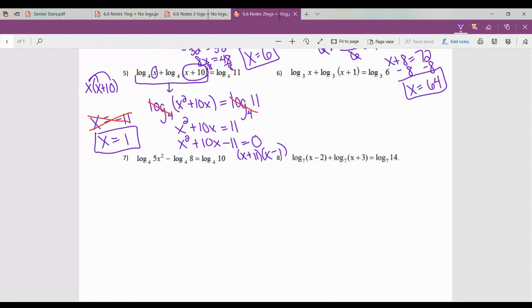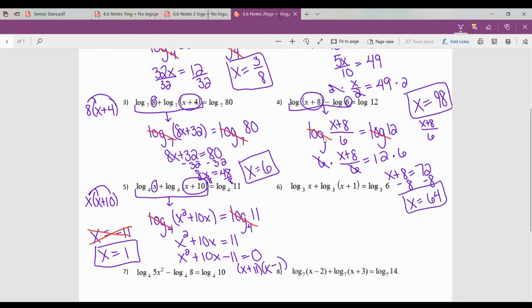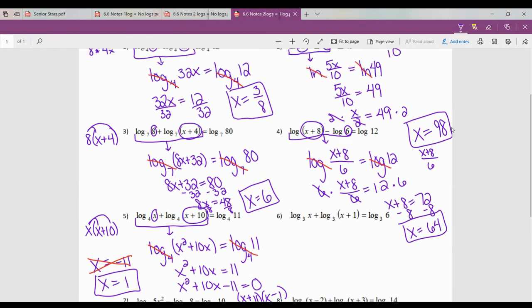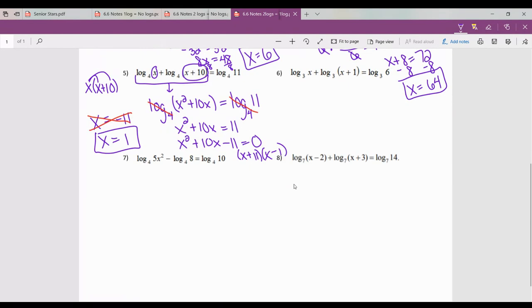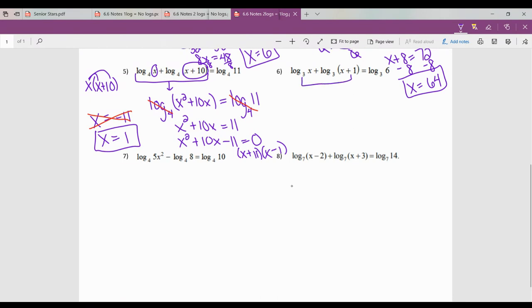All right, so all the other ones before, I didn't even stop to talk about that because they all wound up being positive when you plugged it back in. But just keep in mind, like the last time, we have to check to make sure it works. So for the next one, we've got 2 logs, and we want to make that into 1 log.